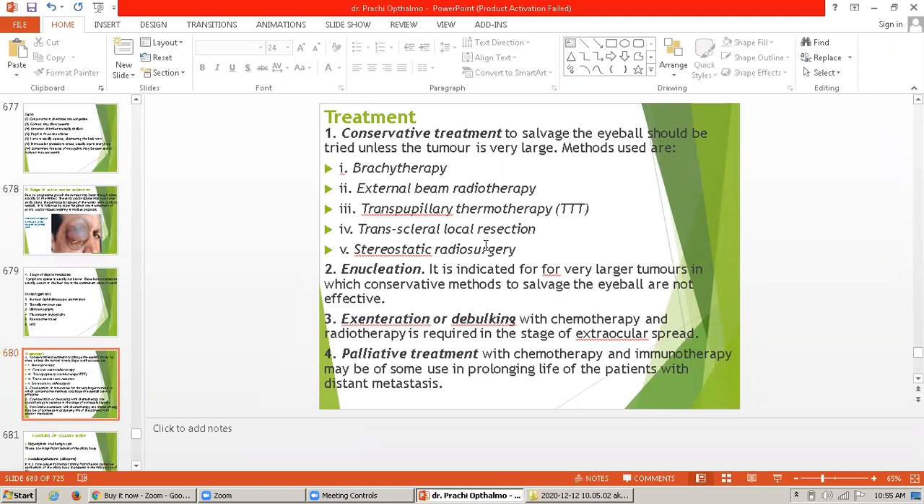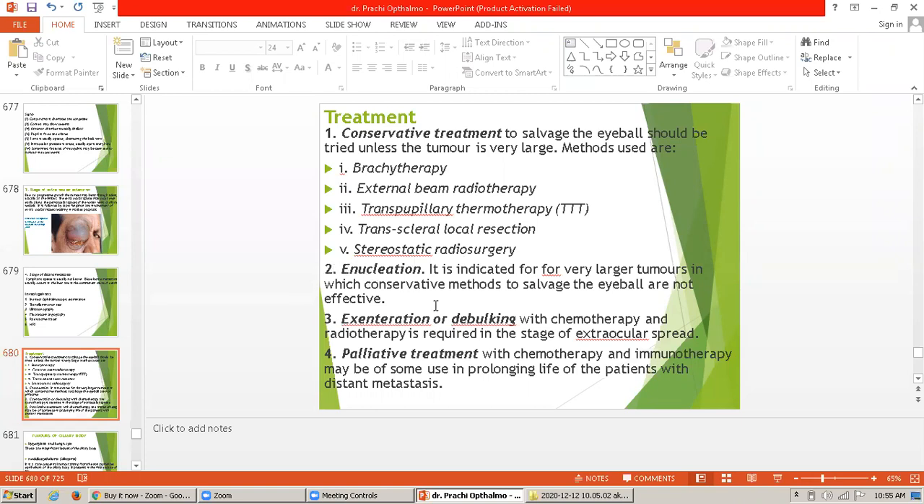And when we see the treatment of this, first there is conservative treatment to salvage the eyeball, and it should be tried unless the tumor is very large. So the methods used are brachytherapy, external beam radiotherapy, transpupillary thermotherapy, then fourth, transscleral local resection, and fifth, stereotactic radiosurgery.